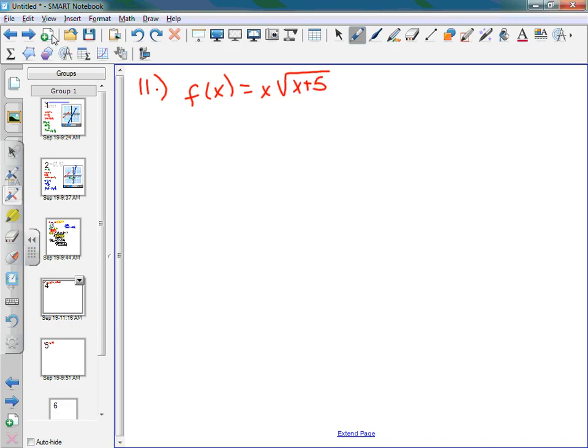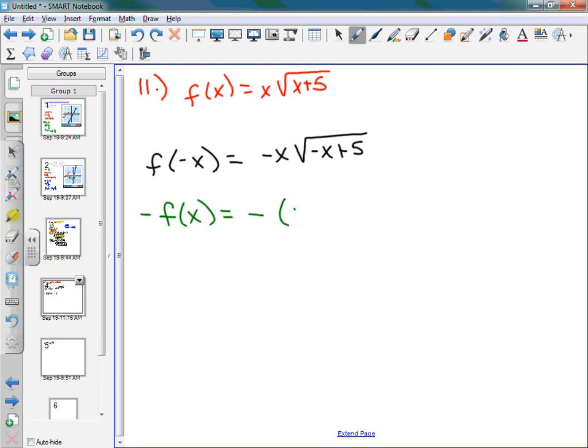Okay, there's my f of x, right? So now I have to do what? So I have negative x times negative x plus 5, right? And negative times that is going to be exactly negative x times the square root of x plus 5.